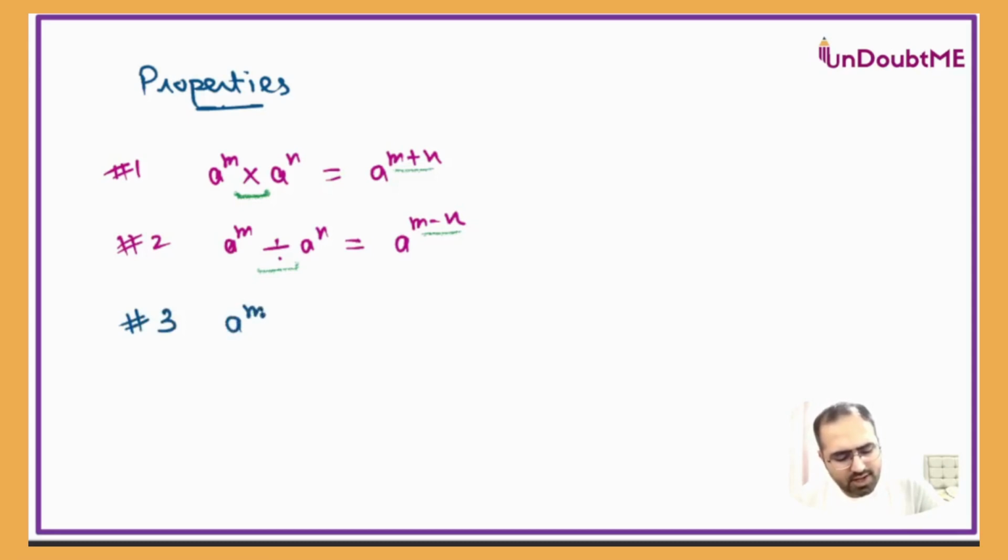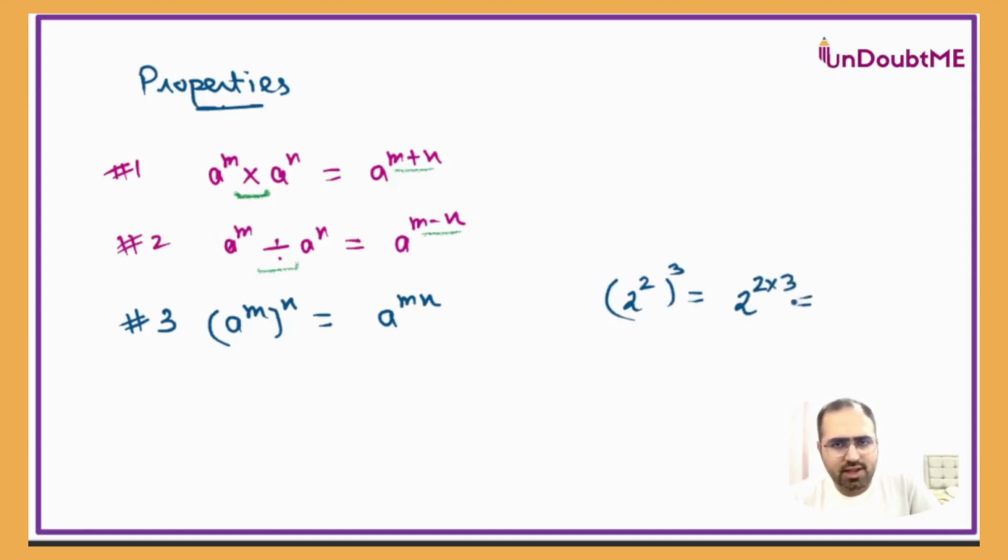Number three, if I have a raised to the power m to the power n, then it will be a raised to the power mn. When some power is raised to a power, then powers get multiplied. For example, if I have 2 to the power 2 to the power 3, then I will write it down as 2 to the power 2 times 3, that is 2 to the power 6, and then it can be further simplified.